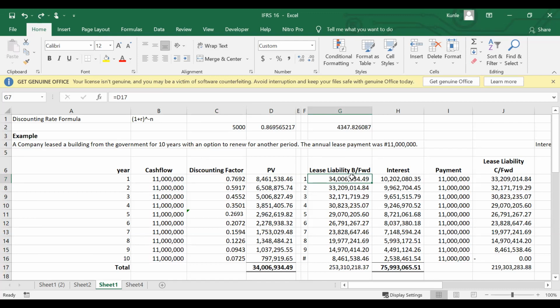When we are doing this table, I think he did his own separately when he was trying to arrive at the lease liability. But we can as well do it like this. It's simpler when we do it this way, so you'll be able to see your lease liability at a glance.